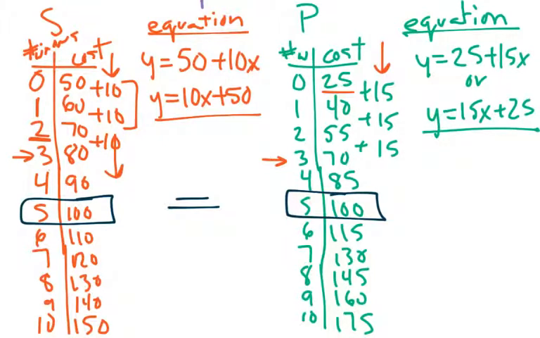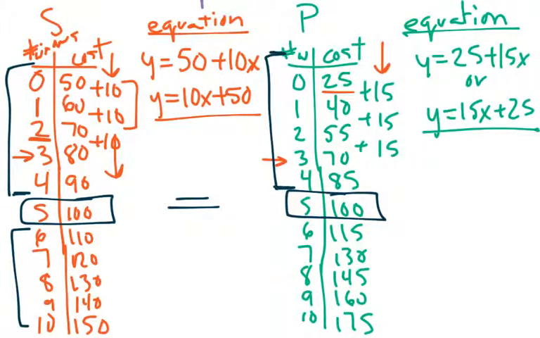Okay? However, if it's less than 5, Painless is cheaper, isn't it? But what happens at more than 5? Well, now Sunshine is cheaper. So see, this table gives us a really good idea of what's happening here. Whereas the equation, not so much. This is an instance when the table would be a better choice.